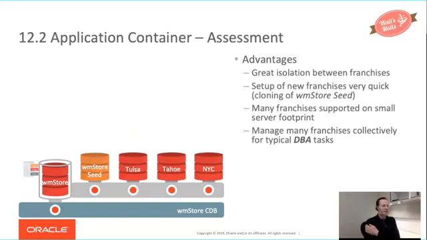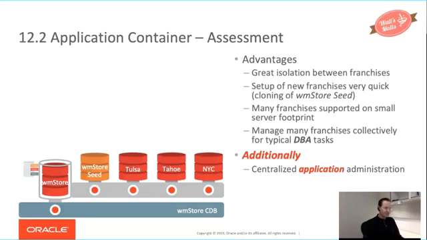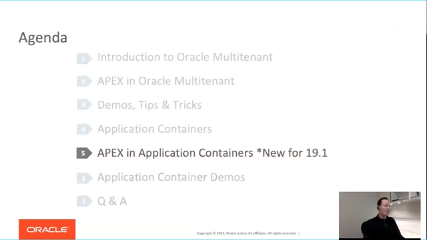So some of the advantages is that you can create the software as a service model and provide isolation between your franchises. You can set up new franchises very quickly because you just clone from the seed, kind of like what we did earlier. And since you're using the multi-tenant architecture, you can support many franchises on a smaller server footprint. And then you can manage these franchises collectively on DBA tasks at the CDB level. Additionally, you have centralized application administration because you saw in this example where we just installed the update in the application root, and then this PDB is simply synced, and as well you have that aggregation I mentioned.